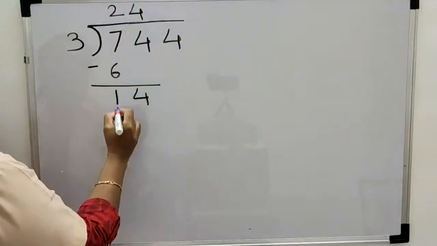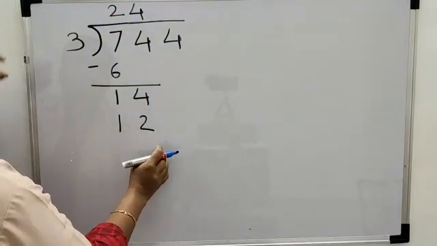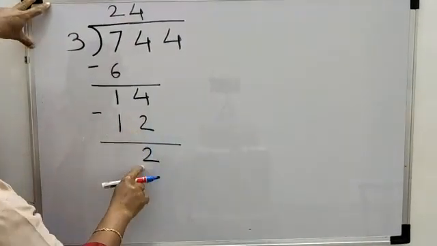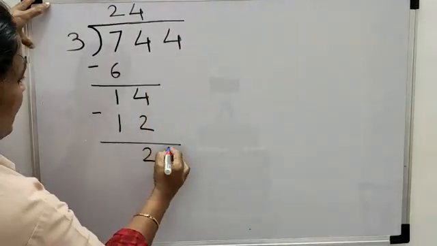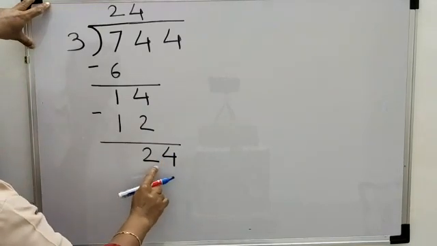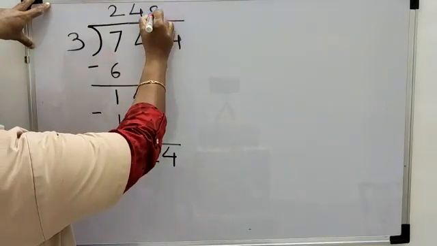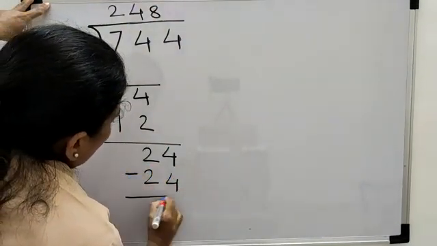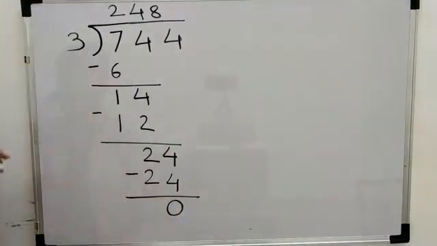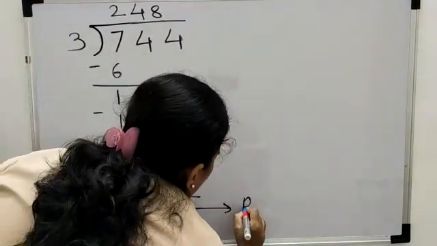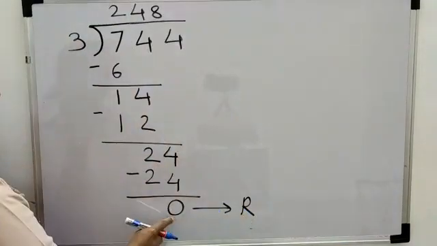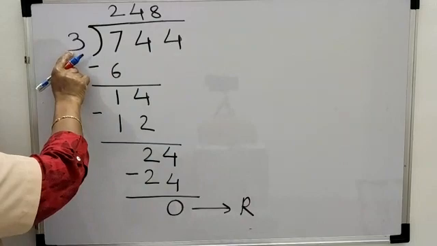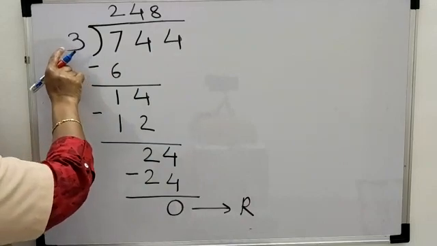3 4s are 12. So 14 minus 12, 2, and I am taking the next digit down, which gives me 24, and 3 8s are 24, and 24 minus 24 gives me 0 as the remainder. And when the remainder is 0, we can say that the number is completely divisible by the given digit.